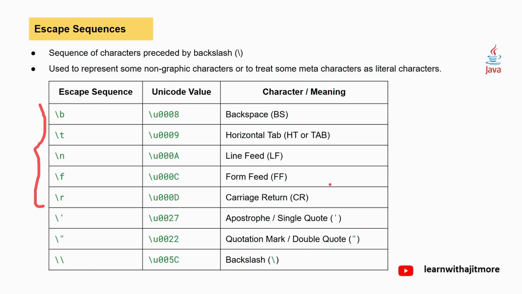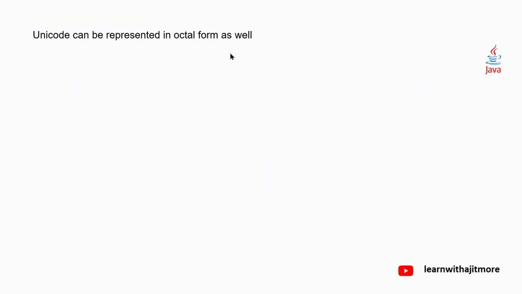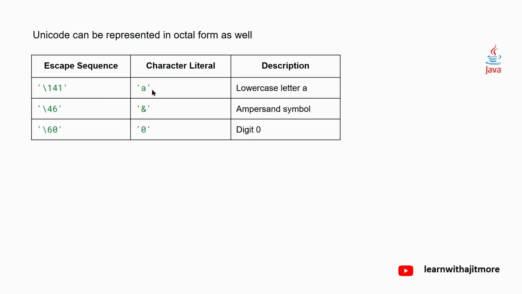So everyone has their corresponding unicodes. I'll give you a demonstration of it. And unicodes can be represented in octal form also. How to represent in octal form? Just now I told you: only backslash and a three-digit octal code. A three-digit octal code preceded with backslash. See here. Like single quote a. Now single quote a means it is 97. But 97 can be represented in octal form as 141. This is the octal.